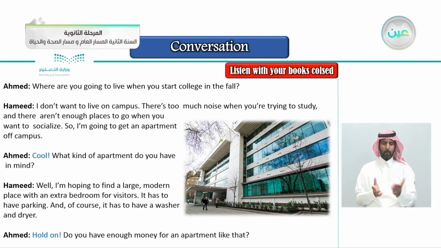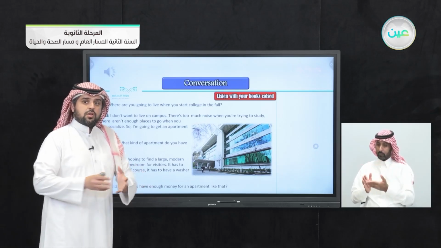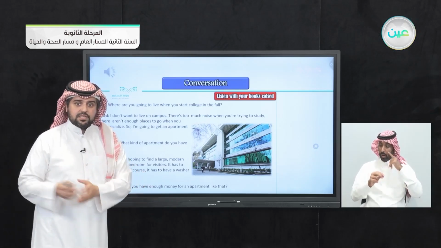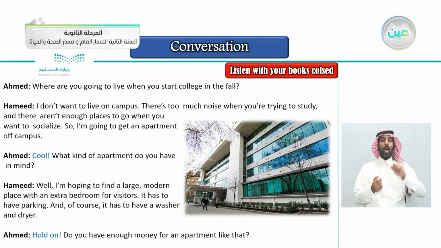So here Ahmed is asking his friend Hamid where he would live when he goes to university. Will he be living inside the campus, the dorms, or would he go outside, off campus, to some apartment? Hamid says, I don't want to live on campus. There's too much noise when you're trying to study, and there aren't enough places to go when you want to socialize. So he decided to go off campus looking for some apartment.